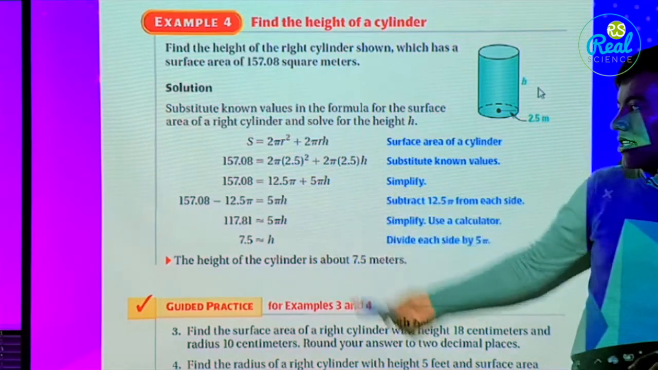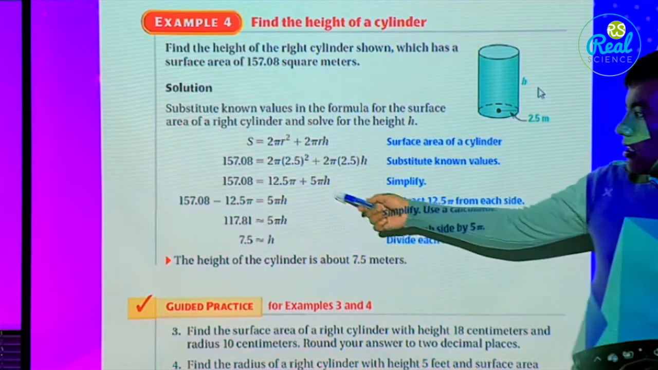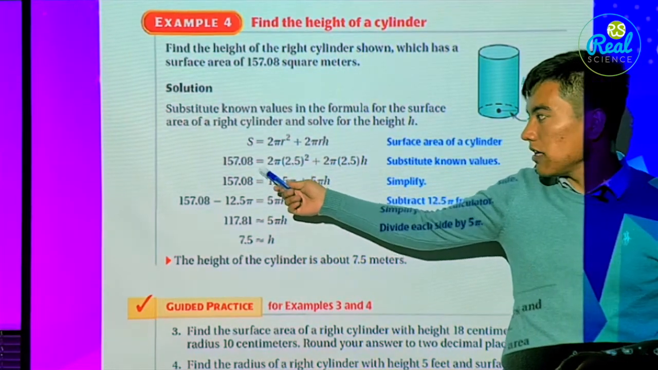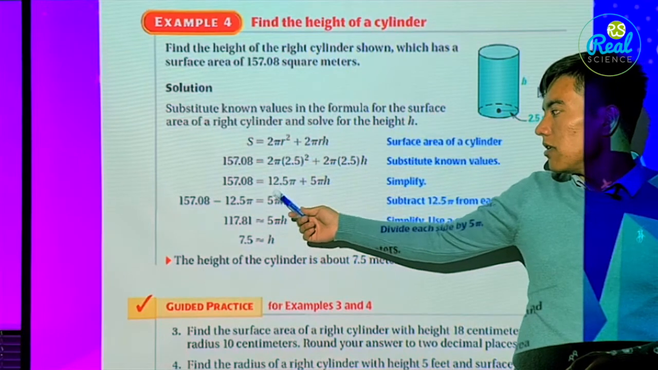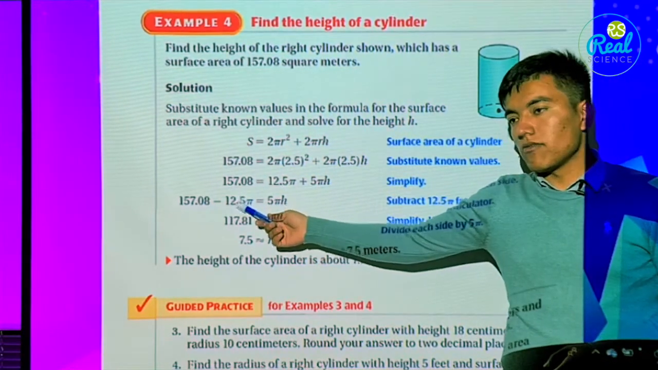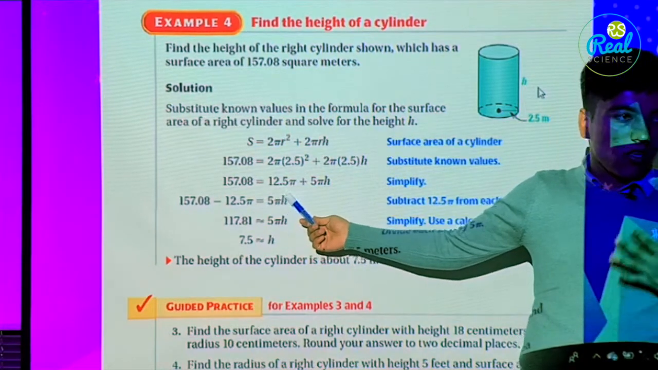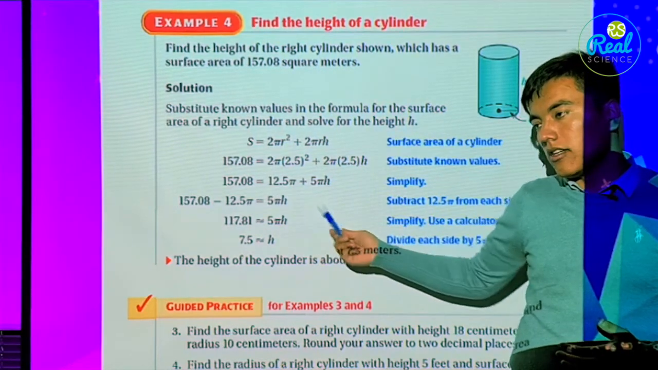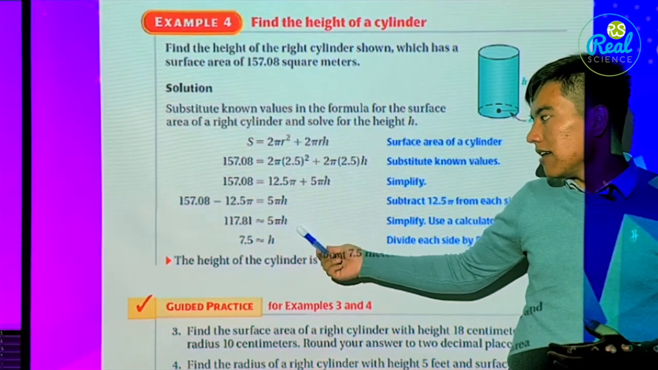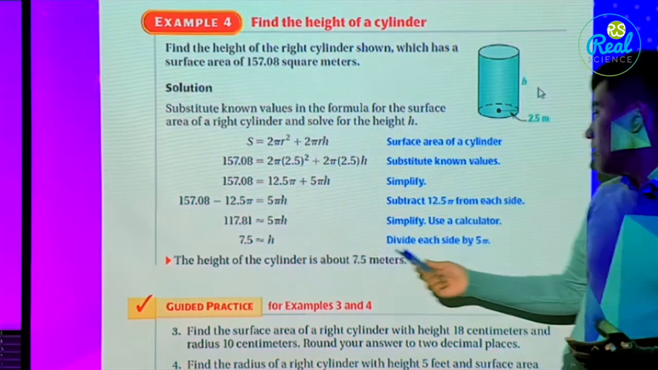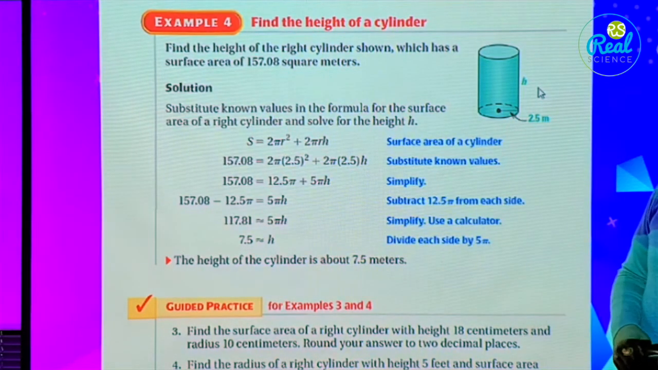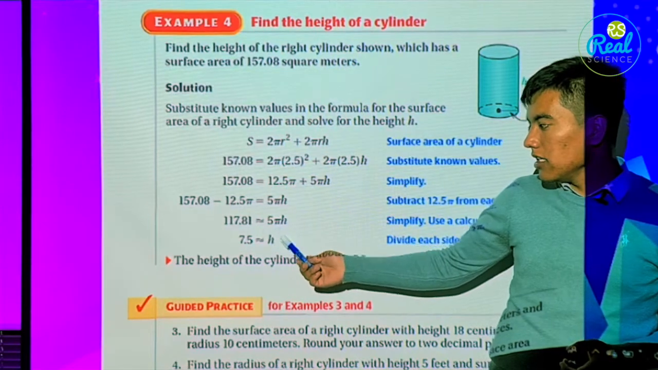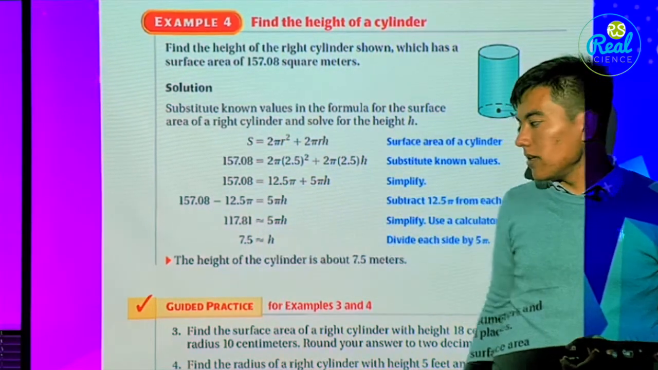And we know a formula: instead of radius 2.5, and instead of surface area 157.08, just calculation finding h. After squaring 2.5, we get 6.25. 6.25 multiplied by 2 is 12.5, and 12.5 pi must be transferred to the other side because it's a constant, an exact number, and the unknown is left on the right side. To find the unknown, we have to divide, and instead of pi, they used an approximate value of pi, 3.14. That's why they wrote approximately. And h is approximately 7.5.